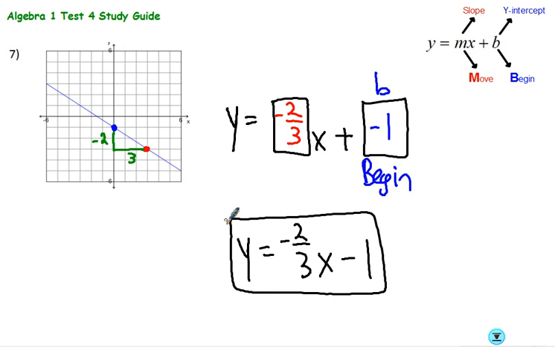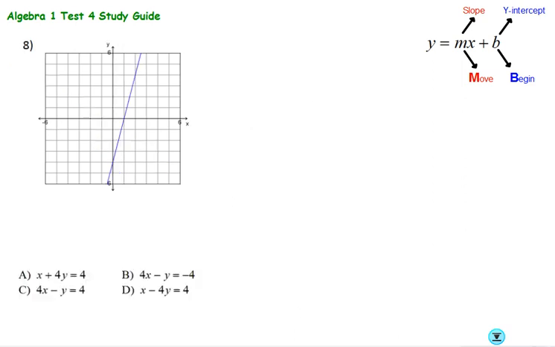And that's it. Like I say, it's just kind of flipped around from what we started. We started with something like this, where you had an equation, and you were trying to make the picture. They just flipped it around on us. They made the picture for us, but then they wanted us to come up with the equation in slope-intercept form that made that picture. All right, so let's take a look at number 8.